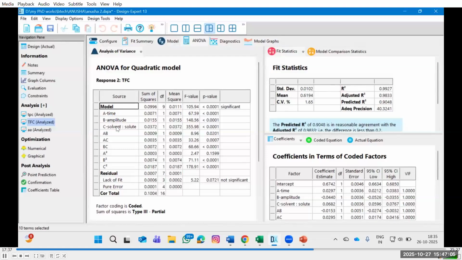Time, amplitude, and solvent significantly affected the flavonoid compound. Lack of fit is non-significant. It has to be non-significant because the error present in the model fit has to be very less significant as compared to the model. But in the TPC, the phenolic compound, we have seen that the lack of fit is significant. So we have to recheck or re-examine the phenolic compounds in every run, so that the error present in the model is non-significant. Okay.